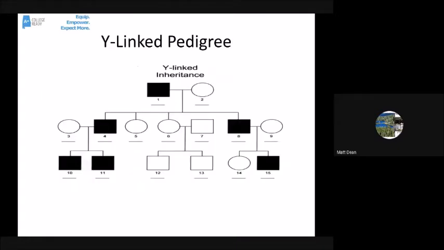Here's what a Y-linked pedigree chart might look like. We don't talk about these in terms of dominant or recessive because there's only one Y chromosome. So essentially everything's dominant.